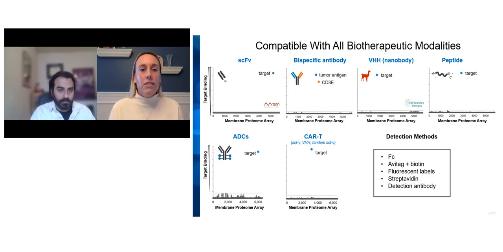Another key feature of cell-based protein arrays is their compatibility with screening of various biotherapeutic modalities. On our MPA, we screen numerous scFv formats. We screen multispecifics, VHHs, and peptides. And a lot of this is because of the truly high sensitivity that the flow cytometry assay provides.